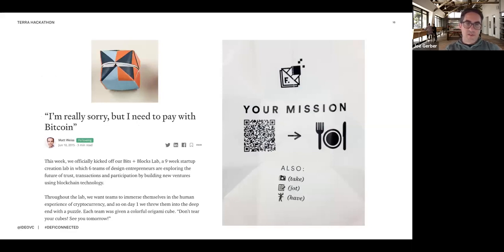One of the things we did in the early days of the Collab, we started in 2015, and the very first day, we had a bunch of fellows, students, and we gave them that block in the top left, which was an origami block. Inside of it was a mission, which was basically a private key in a QR code for Bitcoin. The mission was to figure out how to create a wallet, take that private key and put Bitcoin in your own wallet, and then use it to buy dinner for your team.